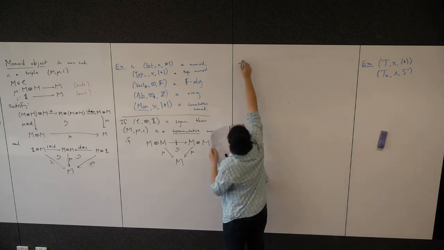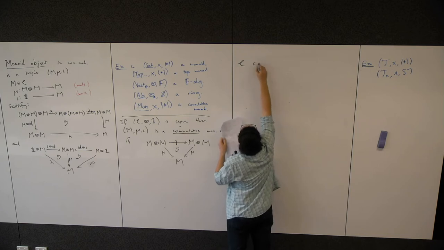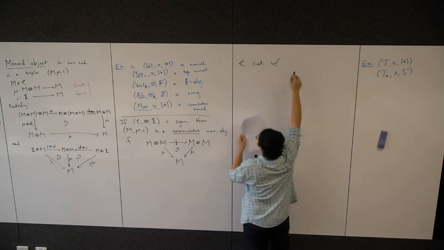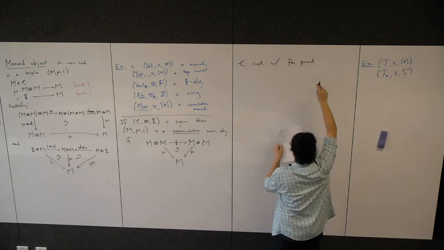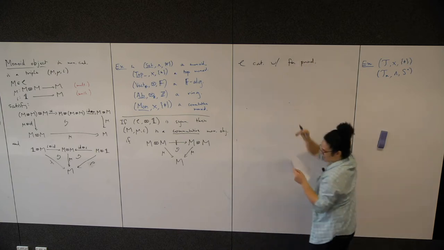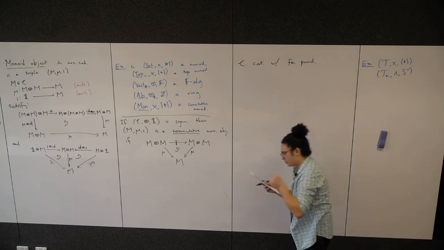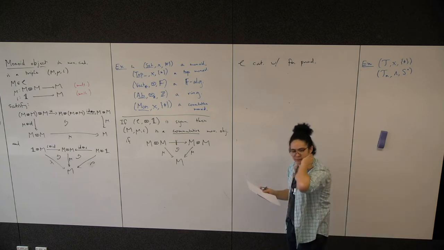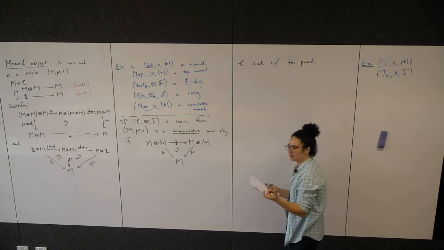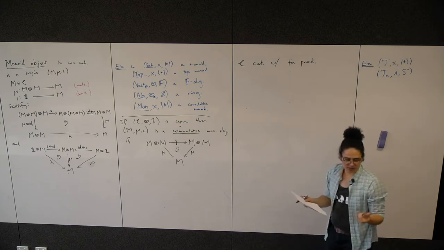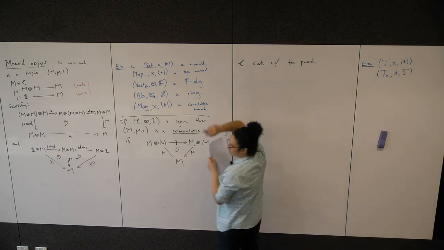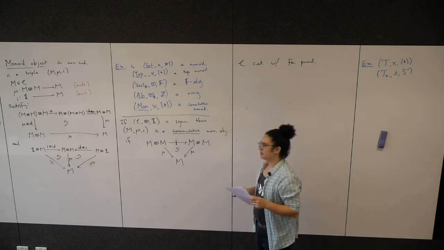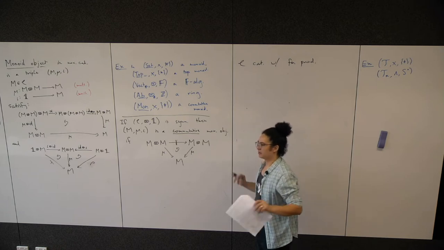So, let C be a category with finite products. Then recall that we have a monoidal category on that, which has the product as tensor and the terminal object as unit, if you have finite products, because the terminal object is the empty product.